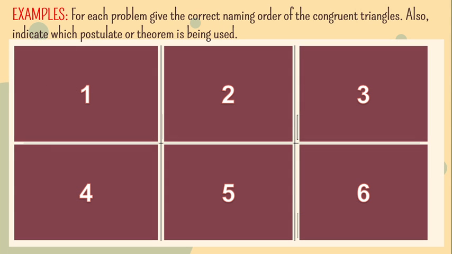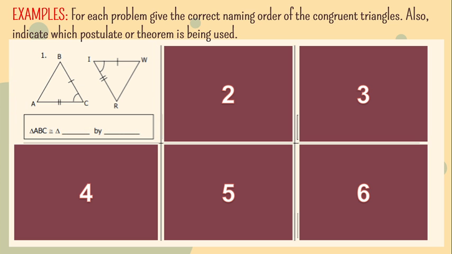Now, let's have examples. For each problem, give the correct naming order of the congruent triangles. Also, indicate which postulate or theorem is being used. So, dito muna tayo sa may, ang choices natin dito is SSS, SAS, ASA, and then yung SAA, or yung AAS. So, for number 1, we have triangle ABC.